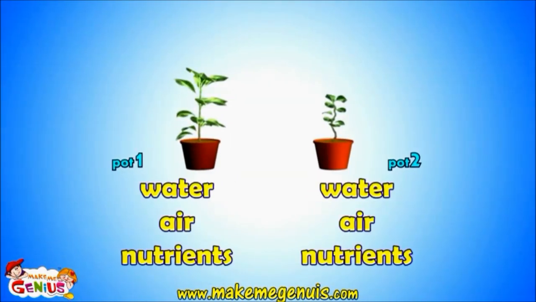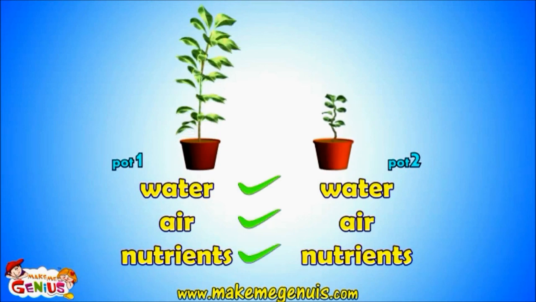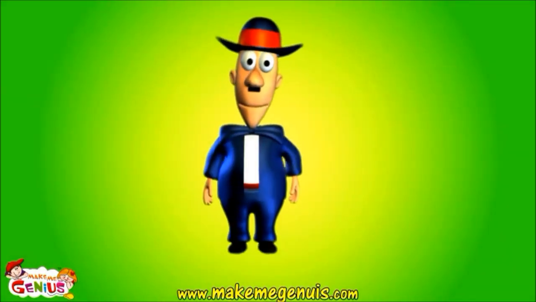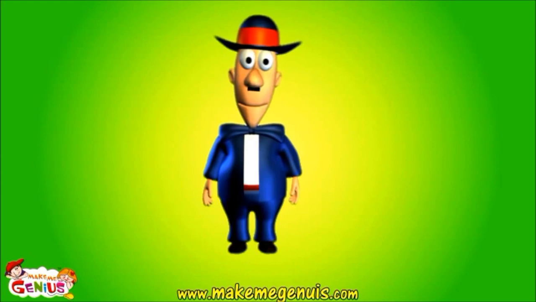So, there are 2 different types of soils in these 2 pots. The soil in pot 1 is good for plant growth, and the soil in pot 2 is not good for plant growth. The soil in pot 1 helps plants to get water, nutrients, and air. But in pot 2, the soil is not good for these 3 things. But let me first explain the different types of soils.